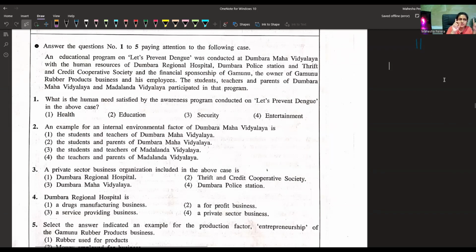Now usually the first to the 5th question are from a given case. They say answer questions 1 to 5 paying attention to the following case. My exam tip is, if your case is lengthy, you can go through the questions first. But here we have 5 questions, so there is no point in reading the questions first. When you go to the second paper, you are given a maximum of 2 questions from one case. In that case, you have to read the questions first.